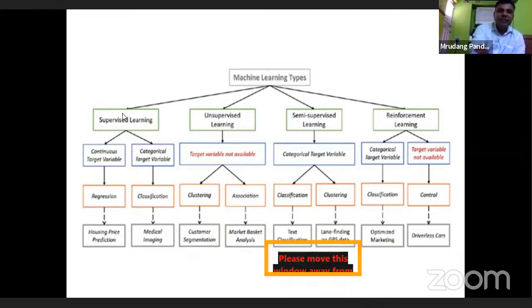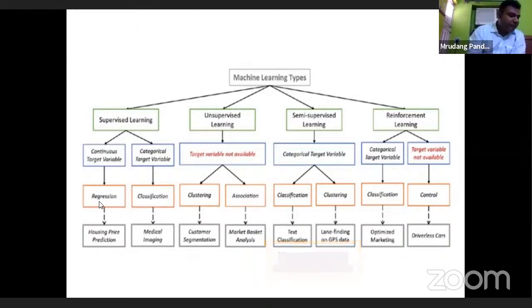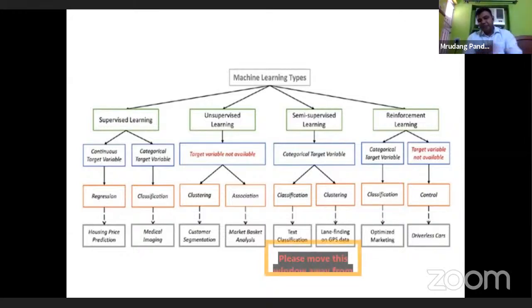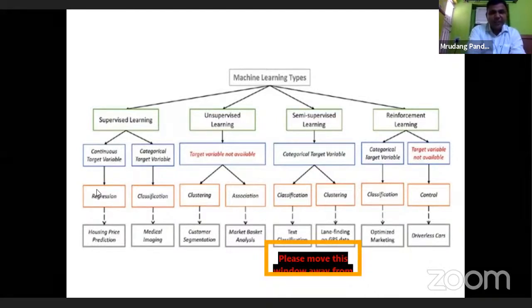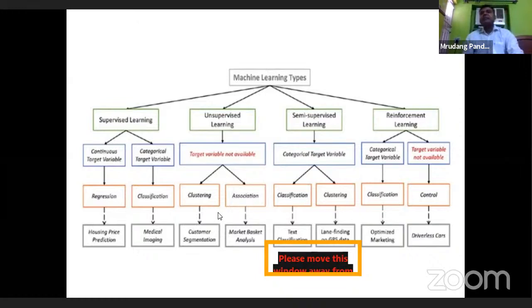So these are the categories. Through supervised learning, you can solve a regression task. Regression task is, as an example, for a continuous data value, right? We will see this particular thing in the next session. In general, supervised learning has a regression task or classification task. Unsupervised learning can perform clustering and association tasks.